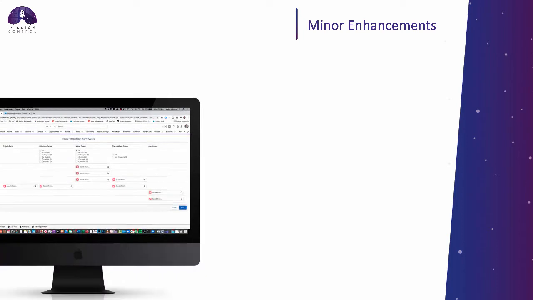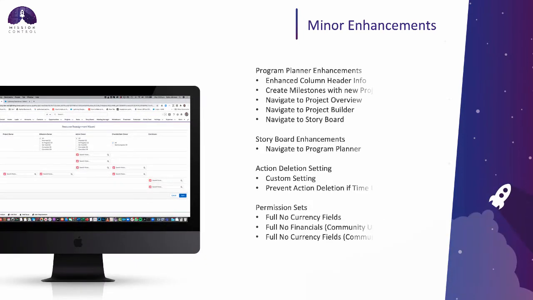Some additional minor enhancements. We have added in some various features onto the program planner. So there's additional information now visible in the column header. When you're creating a new project from the program planner, you can also add the milestones at the same time. And we've just added in some quick navigation links through to the project overview, the project builder, and the storyboard. And likewise, from the storyboard, you can quickly navigate back to the program planner as well.